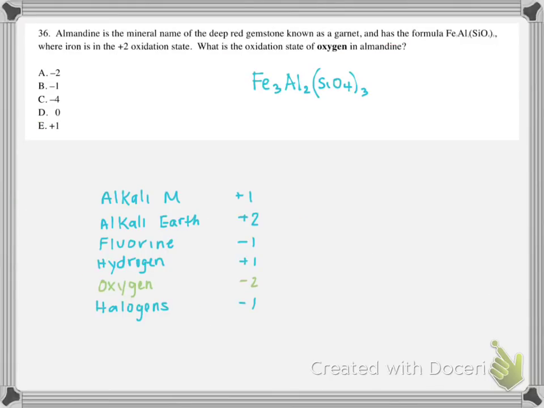So here, number 36, they want us to think about oxidation states. And so we have this garnet stone, and they tell us the oxidation state of iron, but they're asking us about oxygen. And so here I've written out our preferred oxidation states for different elements, and I've written them down so that they're in increasing strictness.